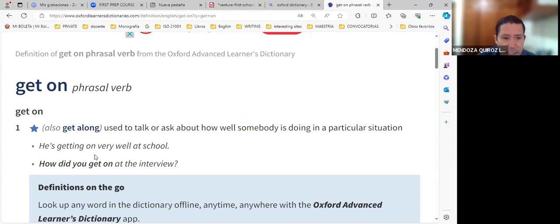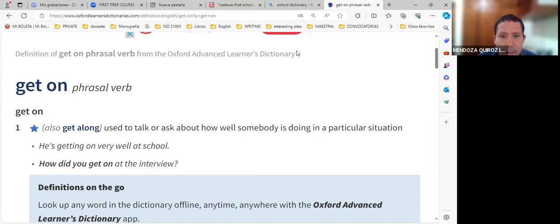Look at the examples. He's getting on very well at school, no. He's making lots of friends, maybe. How did you get on at the interview? No, was the interview fine? No, did you answer all the questions? Were you nervous? How did you get on at the interview? No, to talk about how well somebody is doing in a particular situation.